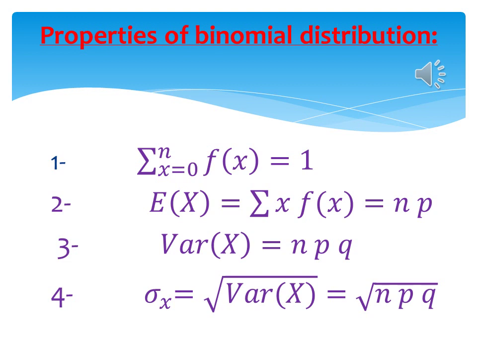What about the variance for the binomial distribution? The variance of x is proved to equal n times p times q, n the number of trials, p the probability of success, q the probability of fail. We can put q equal to 1 minus p, so the variance of x equals n p times 1 minus p, the same as q. What is the standard deviation? The standard deviation sigma x is the square root of the variance. What is the variance? n p q, so it equals the square root of n times p times q.